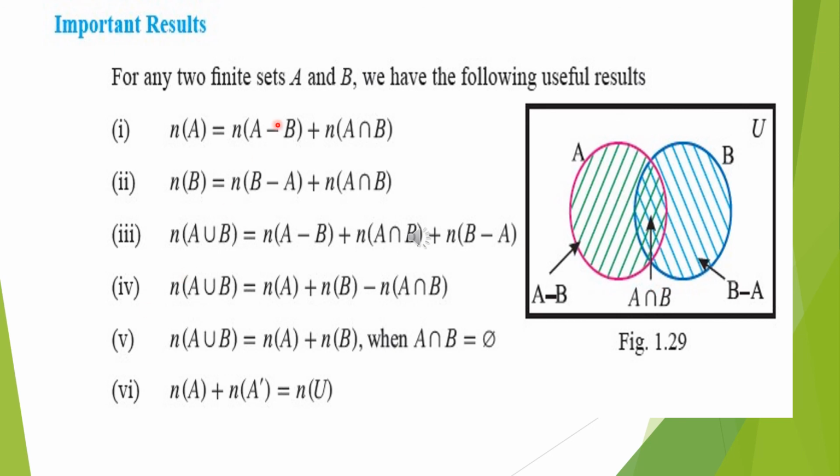Now you will see some various properties, that is, n of A. n of A means the cardinal number of set A, equal to n of A minus B plus n of A intersection B. Now next, you can read it yourself. The important property is the fourth one, that is, n of A union B will be equal to n of A plus n of B minus n of A intersection B. If n of A intersection B equals 0, it means A and B are disjoint sets, then n of A union B will be equal to n of A plus n of B. Next, n of A plus n of A complement will be equal to n of the universal set.